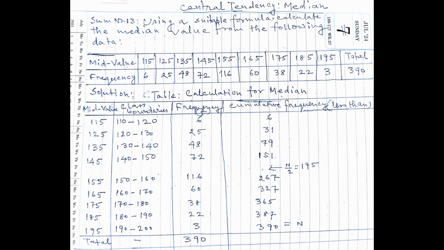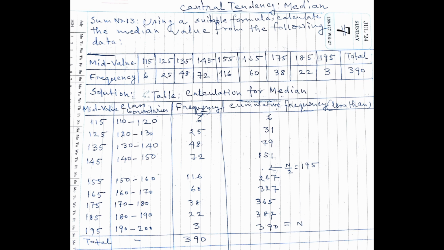How have we derived the cumulative frequency? We have derived the cumulative frequency from frequency. When frequency is 6, cumulative frequency is 6. When frequency is 25, cumulative frequency is 6 plus 25, 31. When frequency is 48, cumulative frequency is 6 plus 25 plus 48, total is 79. Likewise, other entries have been calculated.